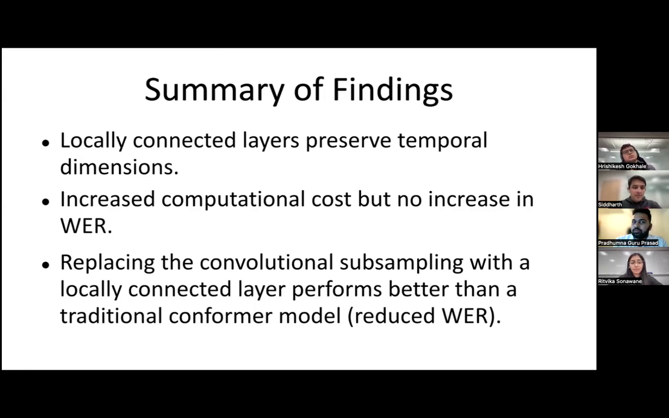Moving on to the summary of our findings, we found that the locally connected layers preserve temporal dimensions. It does give us an increase in the computational cost, but no increase in the word error rate when it comes to changing the conformer block. Replacing convolution subsampling with a locally connected layer, though, performs better than the traditional conformer model, and it gives us a much reduced word error rate.